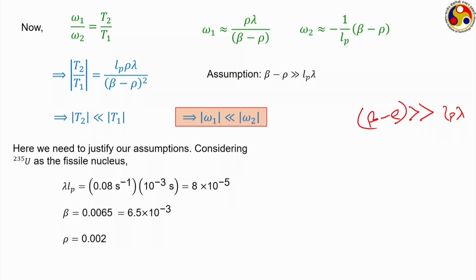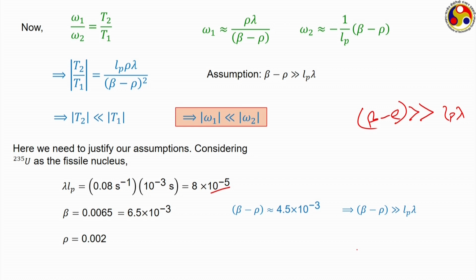Beta for uranium-235 is 0.0065, that was shown earlier also, and let us say rho is 0.002, which we are going to consider here. Then beta minus rho is something like 4.5 into 10 to the minus 3, that is, beta minus rho is of the order of 10 to the power minus 3. On the contrary, LP lambda is of the order of 10 to the minus 5, and therefore we can clearly say that beta minus rho is definitely much larger than LP into lambda.